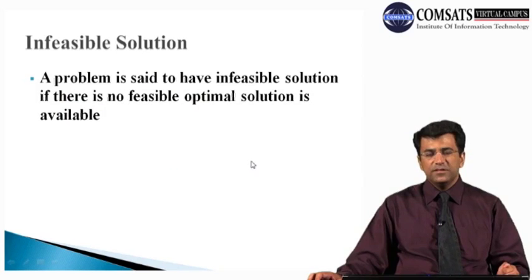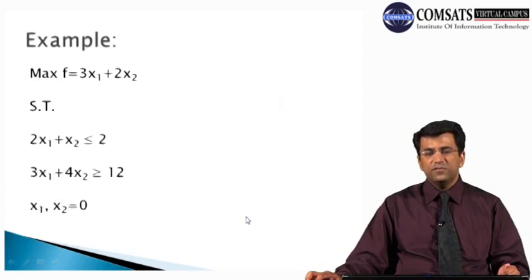The next special case is infeasible solution. As its name shows, this is a sort of situation in which we are unable to find any feasible solution because of different reasons, because we may have different constraints which may not be able to be fulfilled, and it is not always possible to meet all the limitations and constraints in particular scenarios. So this sort of situation is usually referred to as infeasible solution. A problem is said to have infeasible solution if no feasible optimal solution is available. So this particular solution is referred to as infeasible solution.